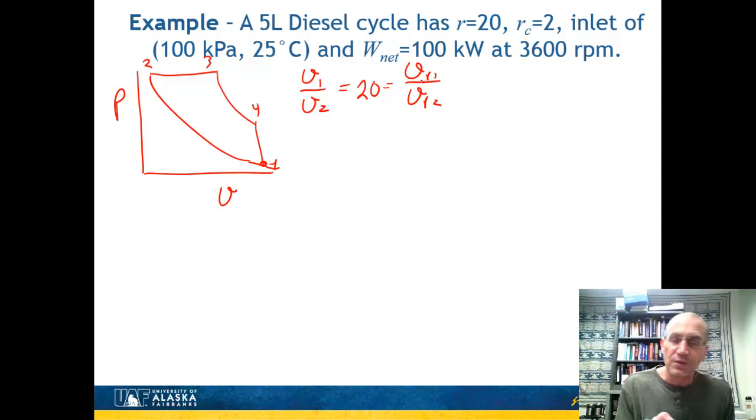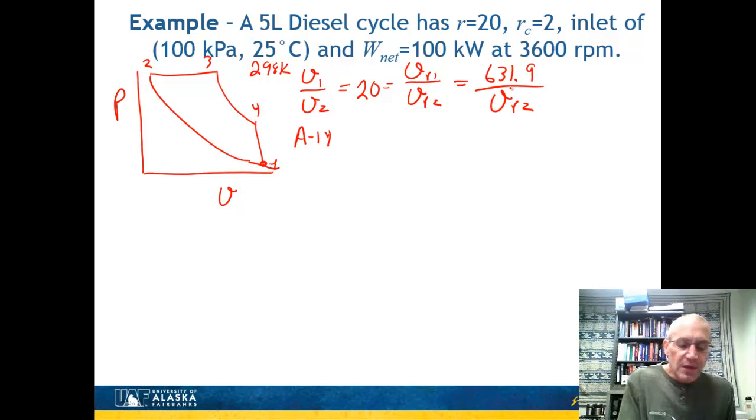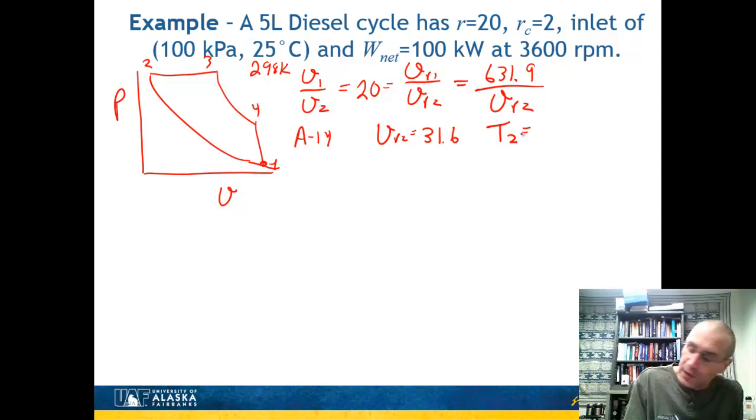And so remember, the relative volumes are functions of temperature. I'm going to get those on table A14. So go to table A14. So I'm going to look up the value of VR1, that is 25 degrees Celsius, or 298 Kelvin. And that value off the table is 631.9. And that is over VR2. And so now I can go ahead and solve this equation to find out what VR2 is. And VR2, if I do that, is 31.6. And that tells me that T2 is equal to 926 Kelvin.